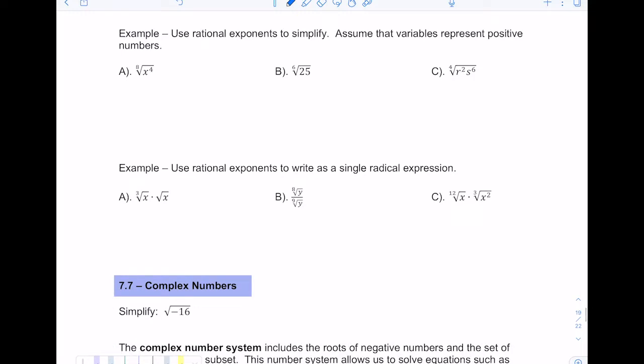And one last thing we're going to look at here is using rational exponents to simplify. Okay, so simplifying this, we have the 8th root of x to the 4th. Okay, so to convert that to a rational exponent, what I would really have is x to the 4/8, and 4/8 reduces to 1/2. And we know anything to the 1/2 power is just a square root, so that would simplify to the square root of x.